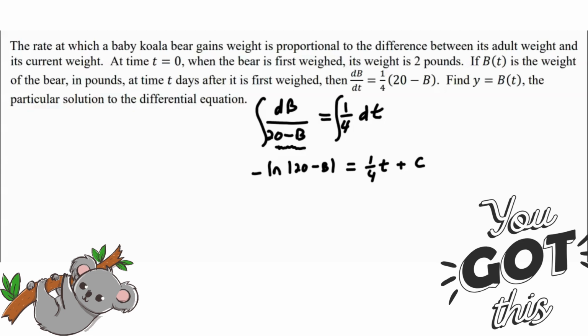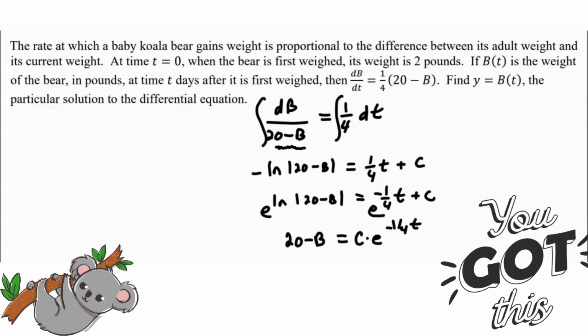At this point, to get the natural log by itself, I would divide both sides by negative 1. So I'd get natural log absolute value of 20 minus b is equal to negative 1/4 t plus c. Okay. I'm going to apply base e to both sides. And by properties of logarithms, this would come out to be 20 minus b is equal to, now by properties of exponents, that's going to bring our constant out front, and we would get c times e to the negative 1/4 t.